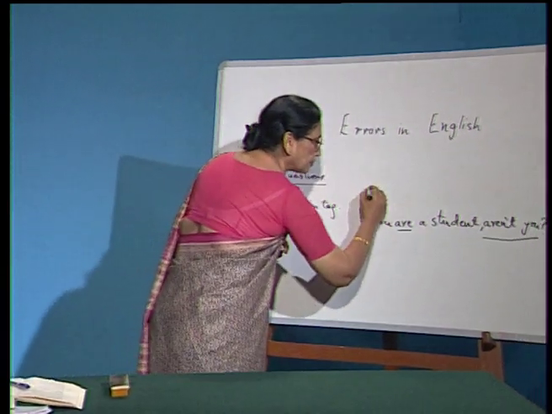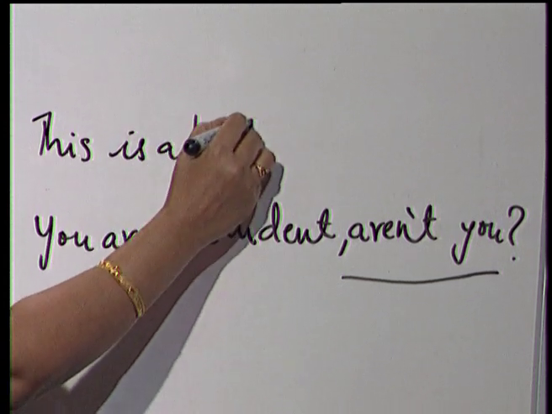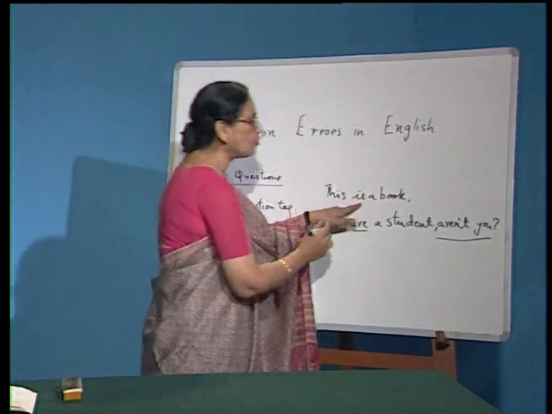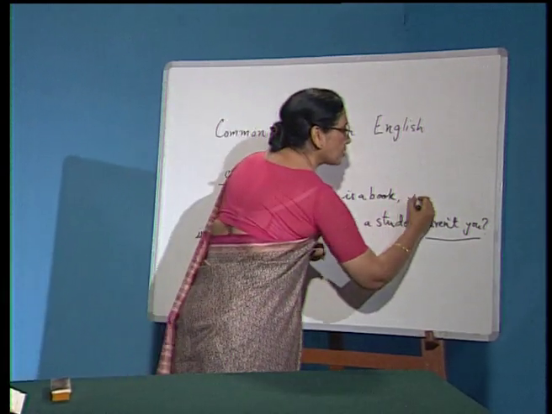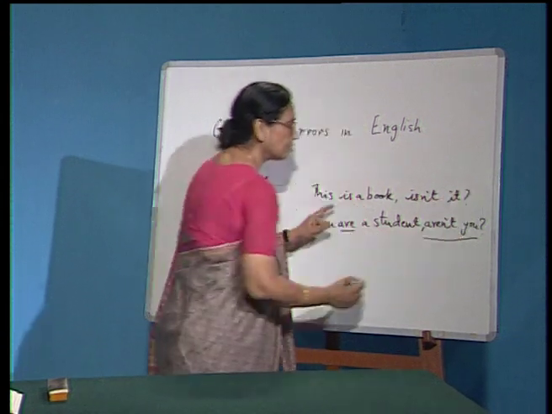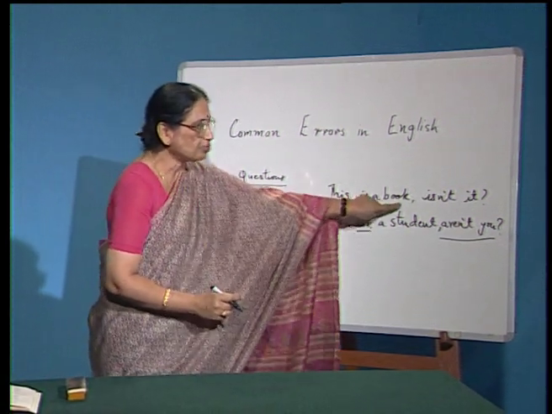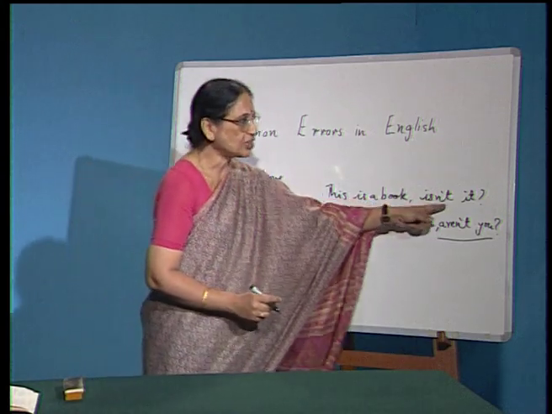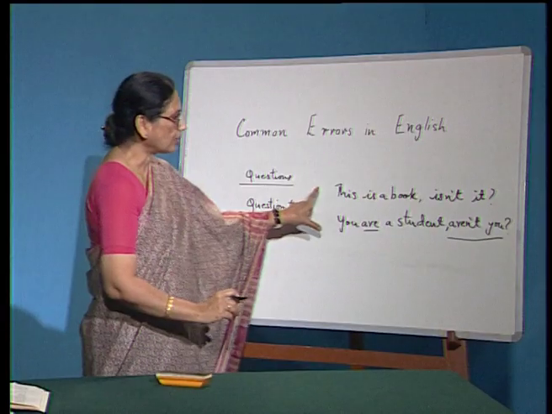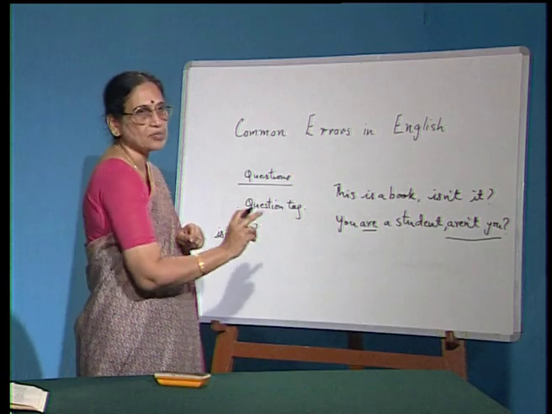This is a book. What should we do here? How do we change it? This time we pick up the is and it becomes isn't it. In both these questions, you would have found that the statement is in the positive form and that question tag is in the negative form. Let us look at another form of question tags where the sentence is in the negative and the tag comes in the positive form.